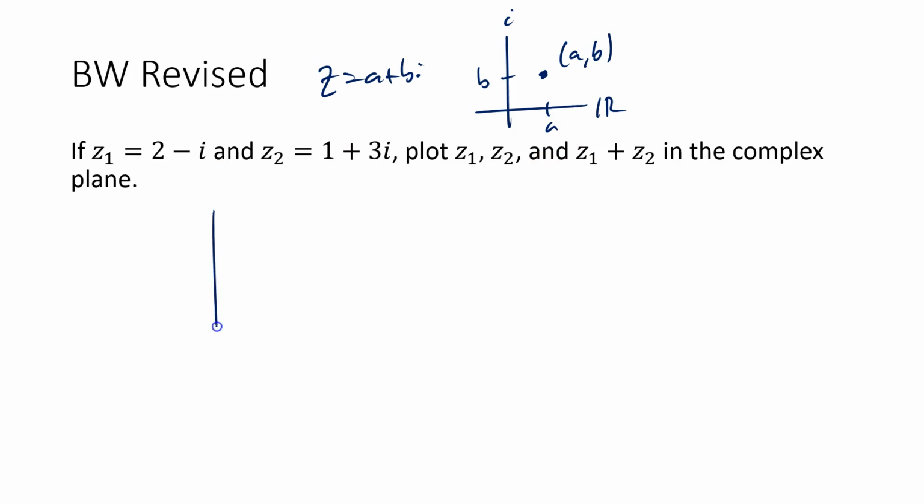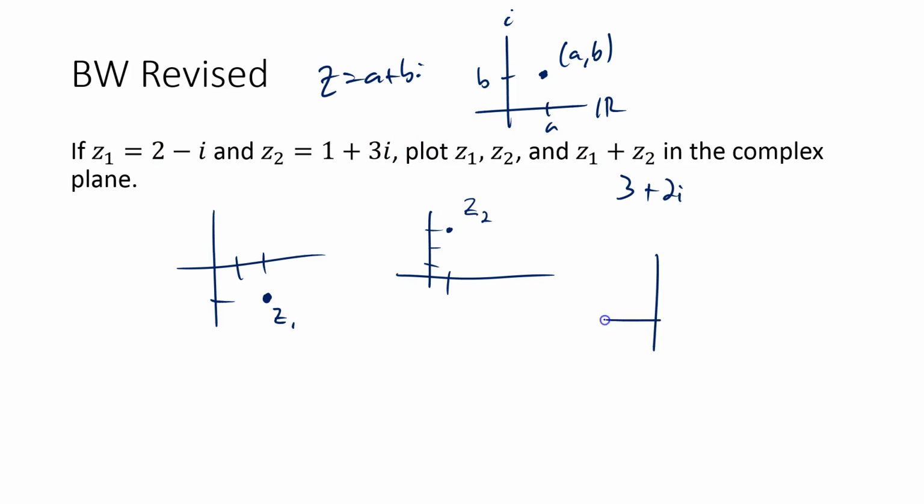Well, z1 we plotted at 2, -1. That's right there. Okay, so that's z1. Let's label z1. z2 would be at 1 plus 3i, so that's 1, 1, 2, 3 right there. That's 1 plus 3i, that's z2. And then z1 plus z2. When you add complex numbers, you add the real parts, which is going to be 3, and then you add the imaginary parts, which is plus 2i. So we graph 1, 2, 3 plus 2i. You'll notice the work we had to do for this, z1 plus z2, was exactly what we had to do for the bell work.